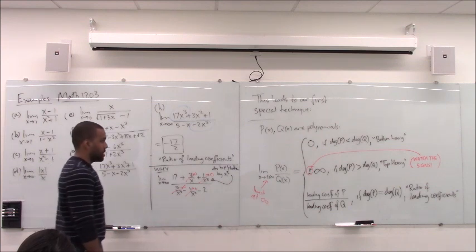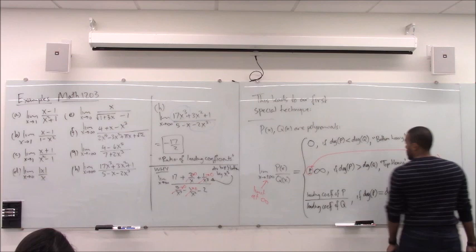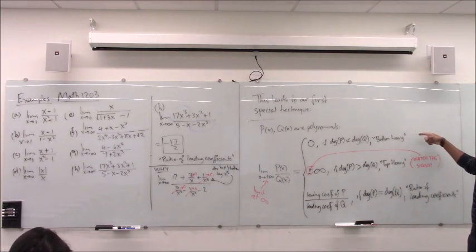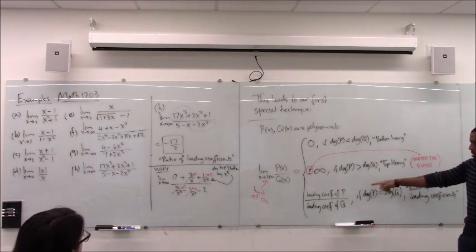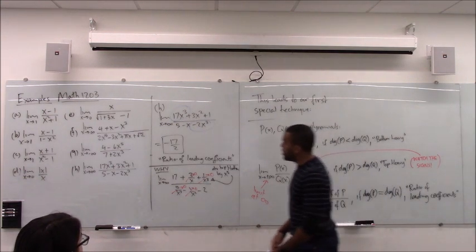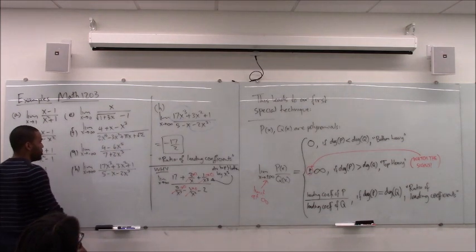So that's our special technique of the day. Highest power on the bottom, it goes to 0, it's bottom heavy. Highest power on the top, it will go to plus or minus infinity, that's top heavy. And if the highest power on the top and the bottom are the same, it will go to the leading coefficient. So here, you can immediately know that this will go to 0 because that's next to the fifth and that's next to the cube.